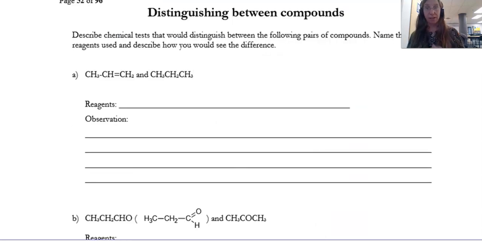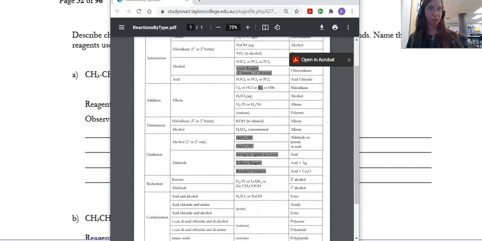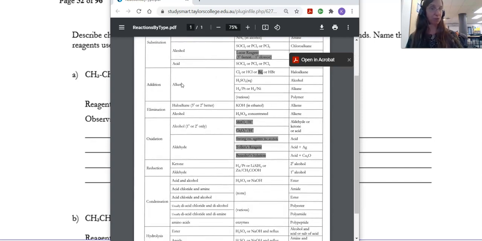So if we look at some of these examples, then you need to think about what kind of compounds these are, and does at least one of them have a reaction that we can see the color change for? So here we have an alkene and an alkane. And if we have a look here, alkanes actually don't have reactions that we can see, but alkenes with addition reaction will react with orange bromine, and after the reaction, the orange color disappears. So we've got a reaction there.